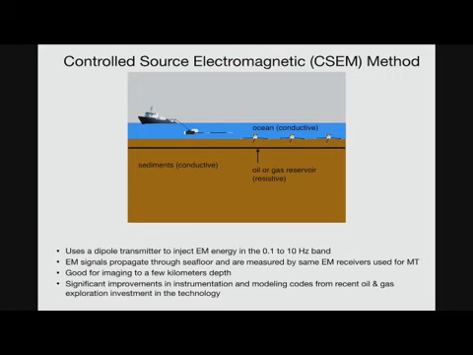Now that was the MT method. That's good for crustal and mantle imaging. If we want to get really high resolution imaging of the shallow crust, or at least the oceanic crust, we can use the controlled source EM method. That's where we simply introduce a dipole transmitter into the ocean, and we transmit fields in the 0.1 hertz to 10 hertz band. So this is how we get the high frequency response in the ocean: we use this artificial source.